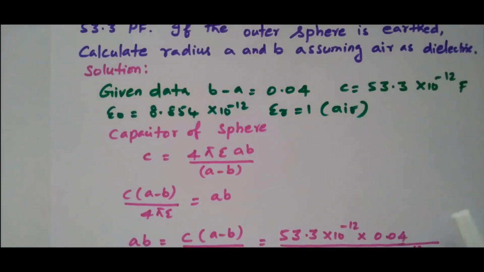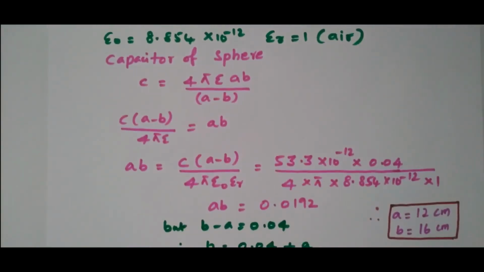What is the expression for the spherical capacitor? C equals 4 pi epsilon AB divided by A minus B. Just now we got this expression. So in this, what we need is AB, because A minus B is also a known value. So we bring this term here and bring the 4 pi epsilon to the denominator. So C into A minus B divided by 4 pi epsilon equals AB. This epsilon is written as epsilon naught into epsilon r.